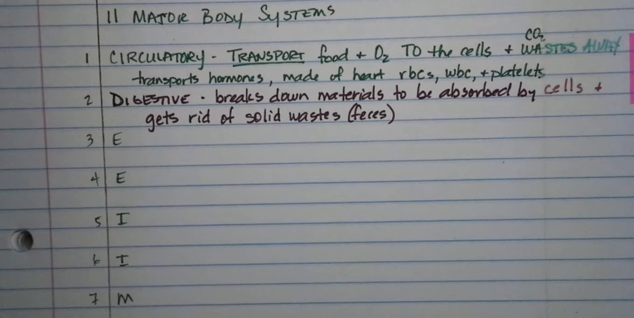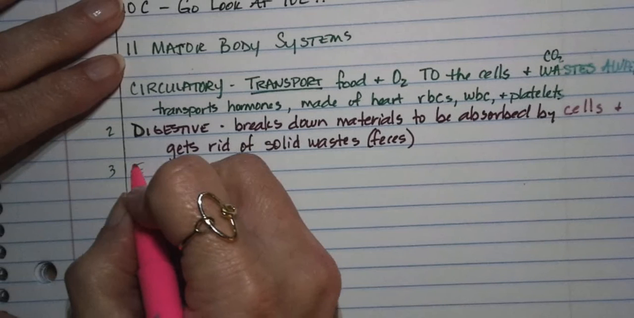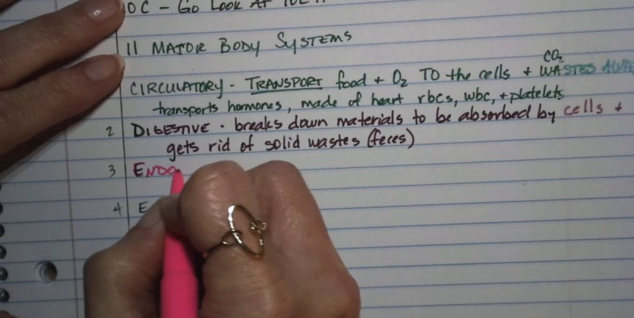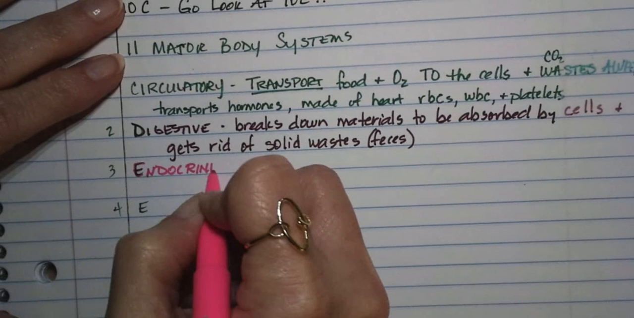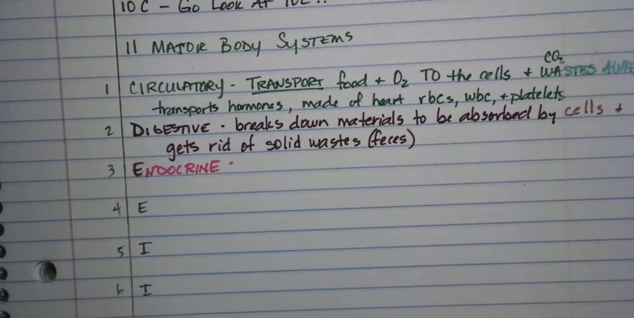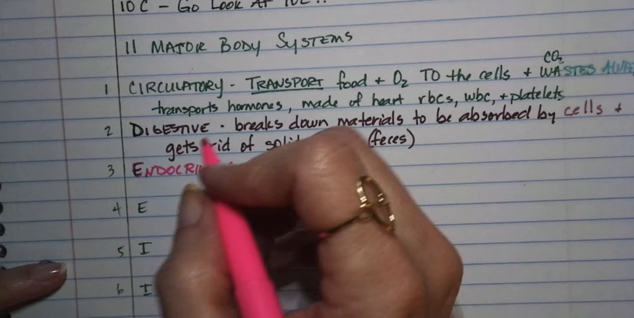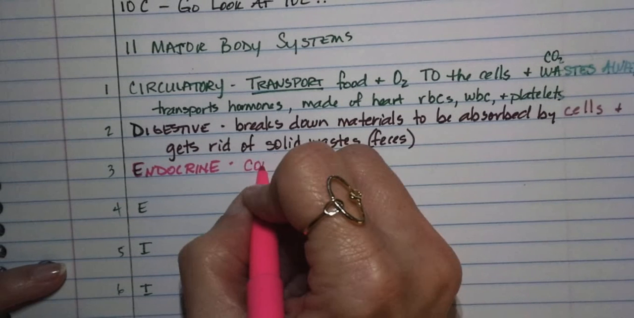Now, the endocrine system controls growth and development and responses through hormones. It's a weird one. Does all sorts of crazy stuff. Controls growth and development. Those two are kind of together, growth and development.